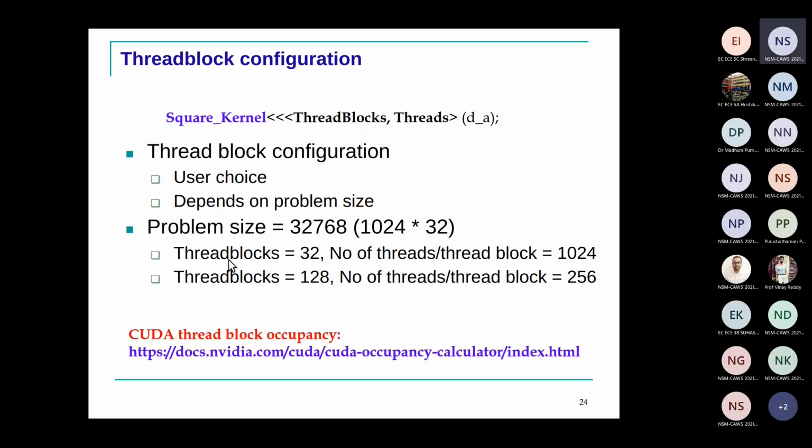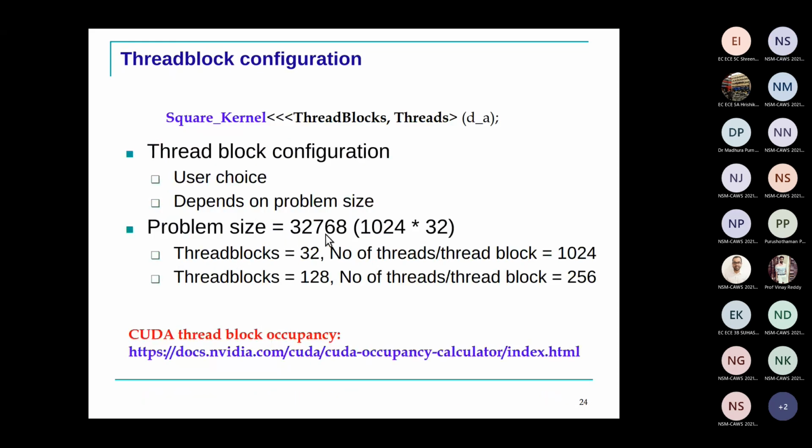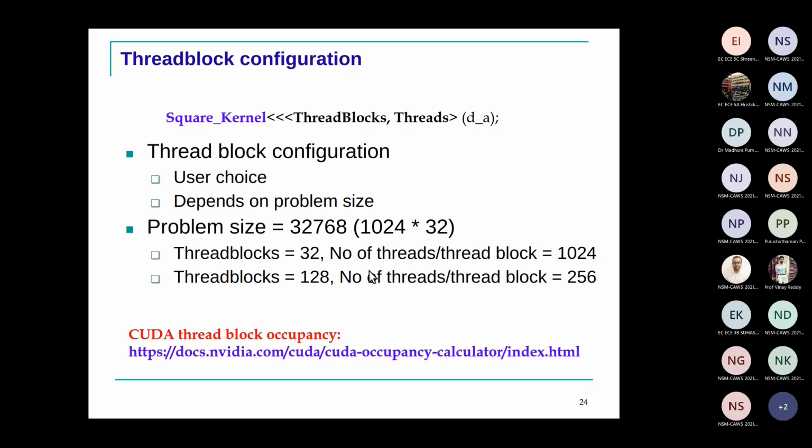So for example, the size of the problem you are handling is 32,768. You can specify 32 thread blocks and 1024 threads, but you cannot specify 16 thread blocks with 2048 threads in each thread block, because the maximum limit is 1024 only. But you can have an arbitrary number of thread blocks. There is no limit on that.